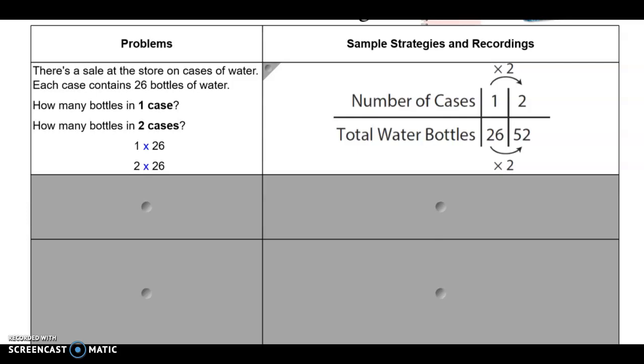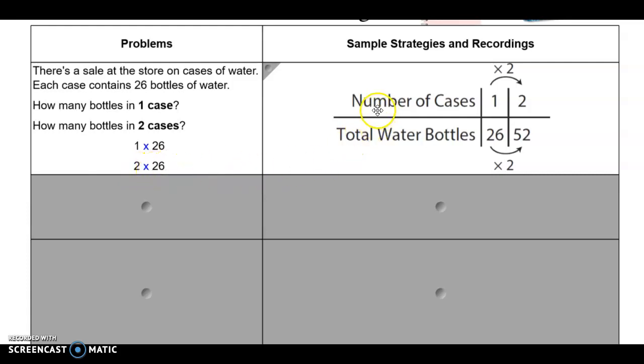Let's take a look at our problem string. There's a sale at the store on cases of water. Each case contains 26 bottles of water. If we want to know how many bottles will be in one case, we're trying to figure out 1 times 26, and how many bottles would be in two cases would be 2 times 26, or two groups of 26.